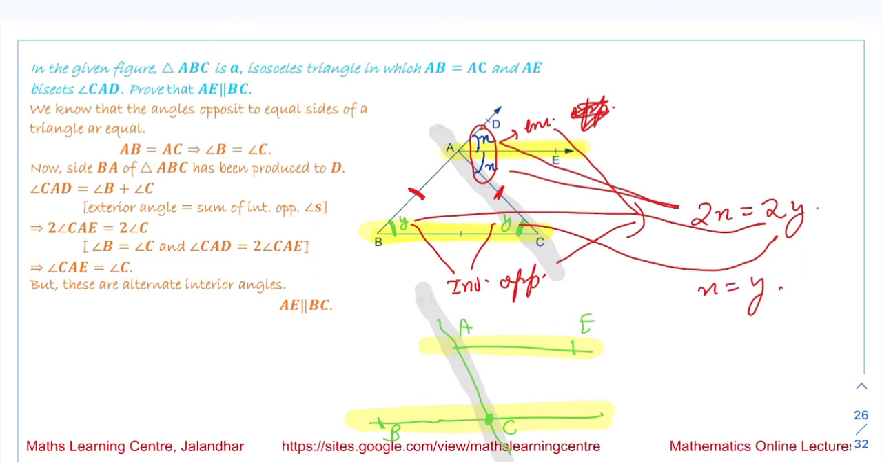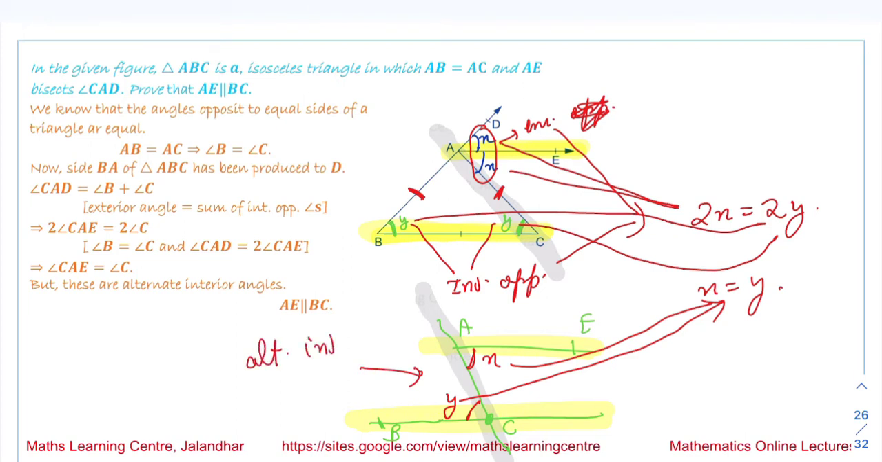And what we have from here is, if this angle is X and this angle is Y, we have seen that X is equal to Y. So if these two angles are equal, these are the alternate interior angles. When the alternate interior angles are equal, the lines are parallel. So we get AE is parallel to BC.